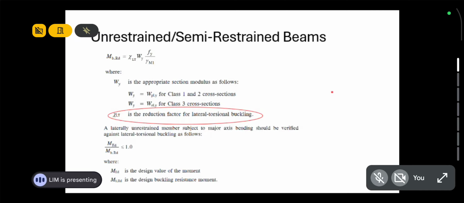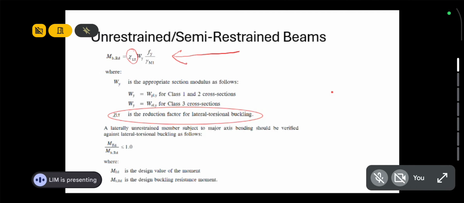Okay, so back to the formula. If it's unrestrained or semi-restrained, this formula you use. The only difference in this formula is the XLT. That's the only new thing we are introducing to this formula. It's a reduction factor due to the lateral torsional buckling effect. Now this looks simple. It looks like, oh, just one term. But it's actually very complicated. Where you get this term, it's actually a very long story.